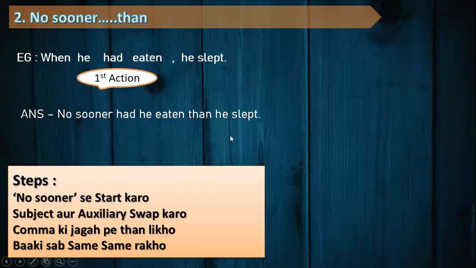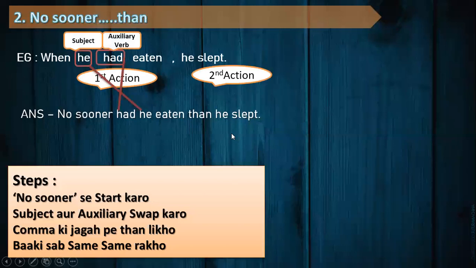So here we go with the first thing. The first action is no sooner. The second action is than. The next thing, subject and auxiliary swap. Instead of he had, I'm going to write had he. In case of the verb, that is the main verb, it remains as it is.